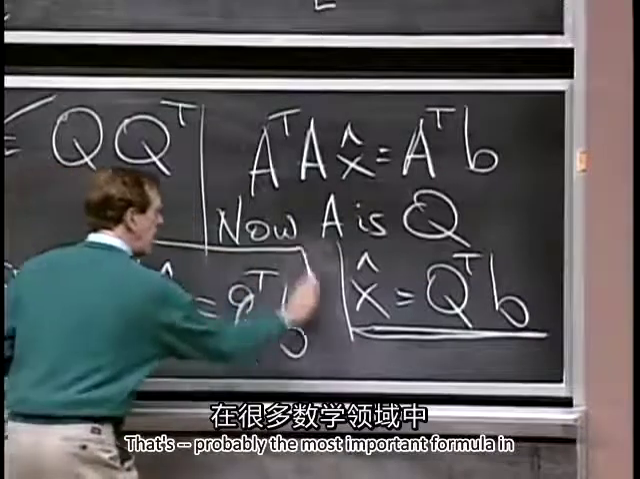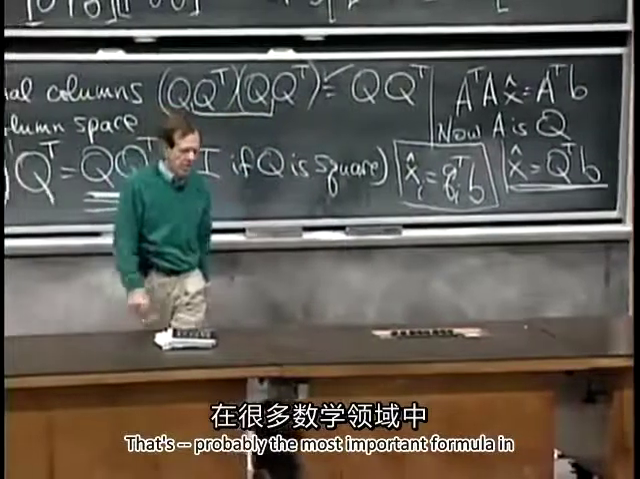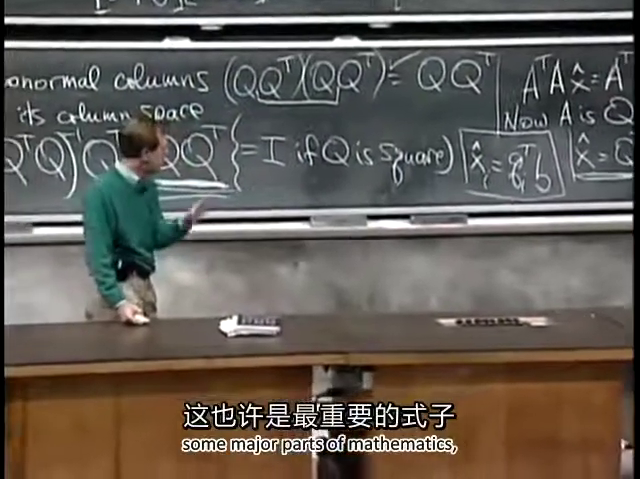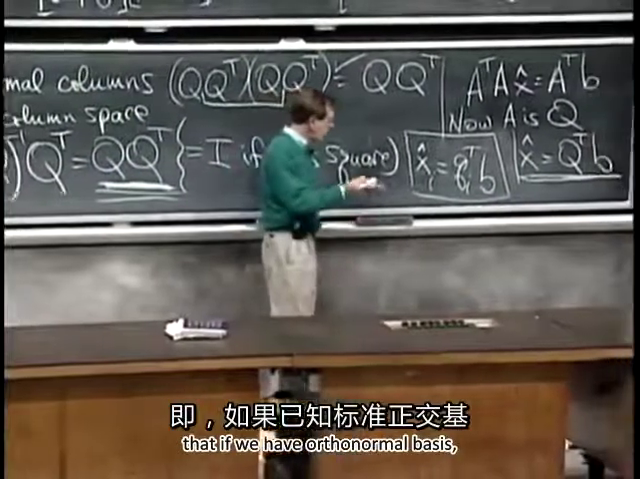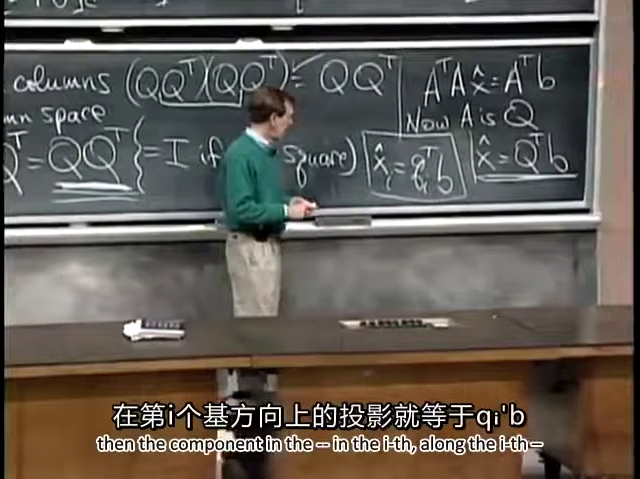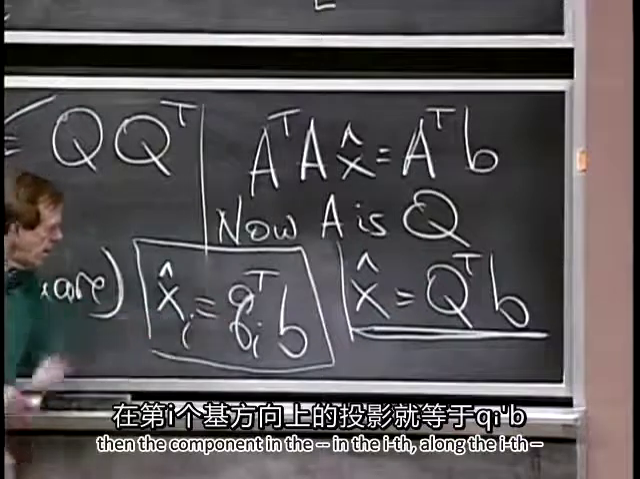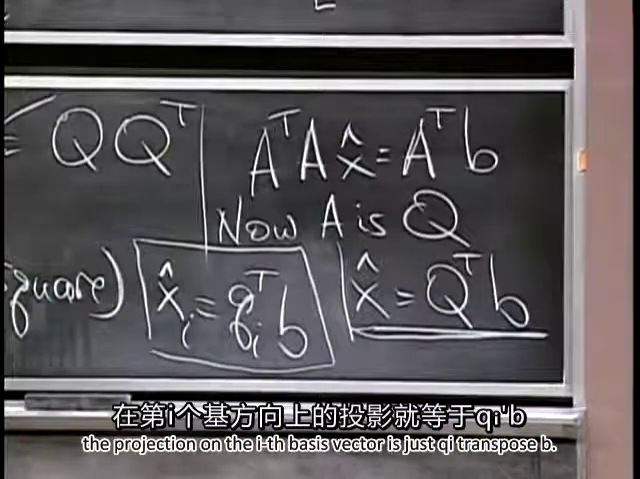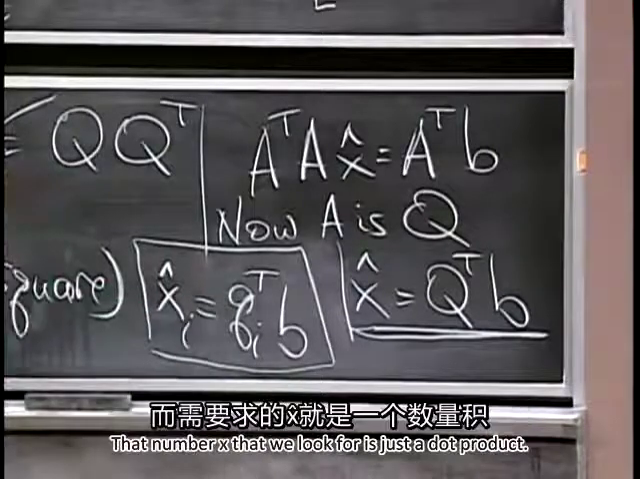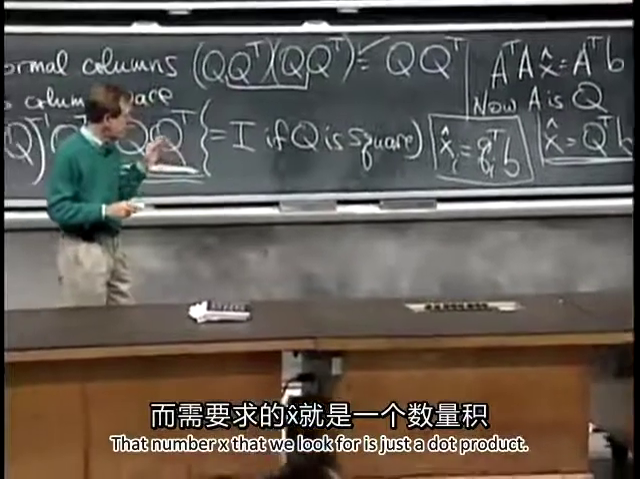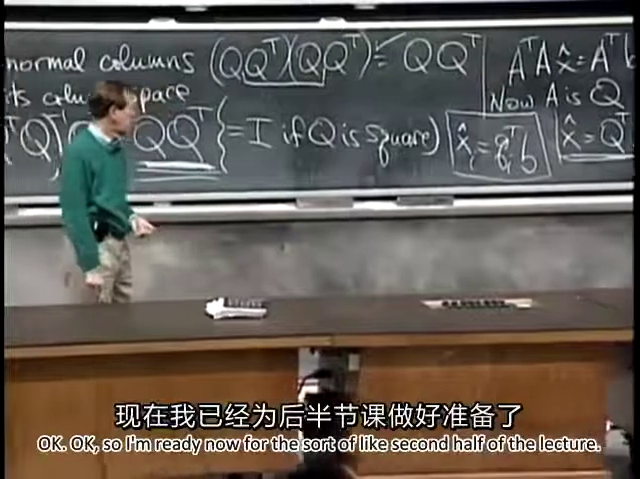That's probably the most important formula in some major parts of mathematics. That if we have an orthonormal basis, then the component along the ith basis vector, the projection on the ith basis vector, is just Qi transpose B. That number x that we look for is just a dot product. Okay.